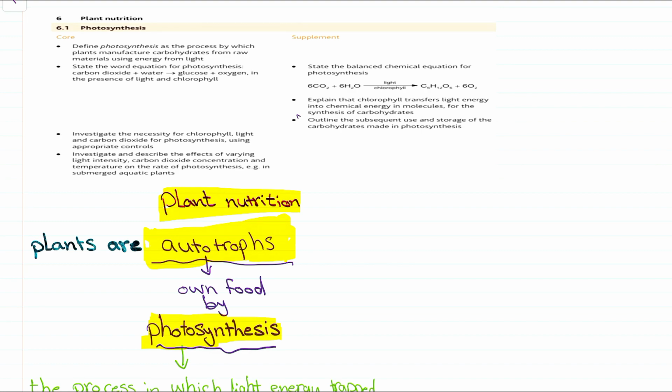and autotrophs. Plant is autotroph. What do we mean by autotroph? Autotrophs means they can make their own food by photosynthesis.